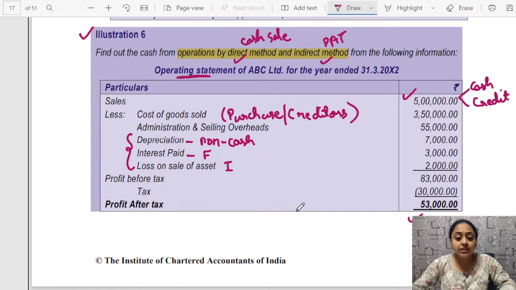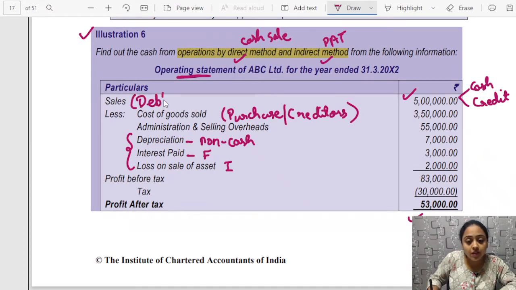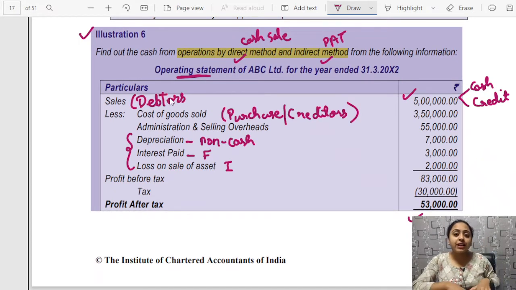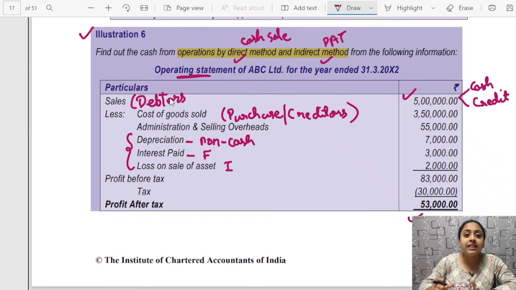Now what you need to do is, firstly, calculate from the direct method. For this, calculate cash sales. For cash sales you have to adjust debtors. If you are receiving any cash amount in the current financial year, it might be related to current sales, or it might be related to the previous year's trade receivables, the debtors. So you need to adjust the opening and closing debtors in the sales amount, and then what you get is your cash sales.